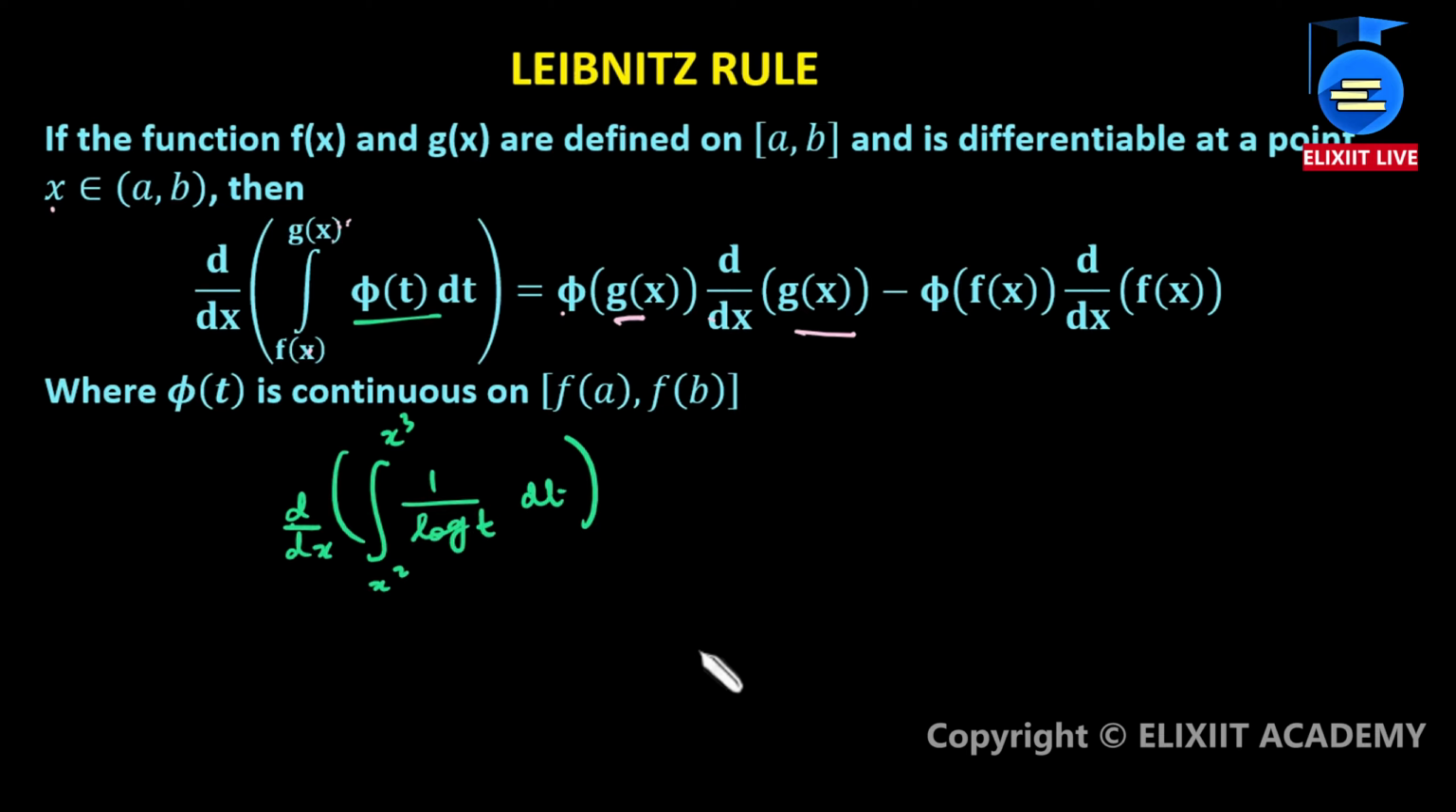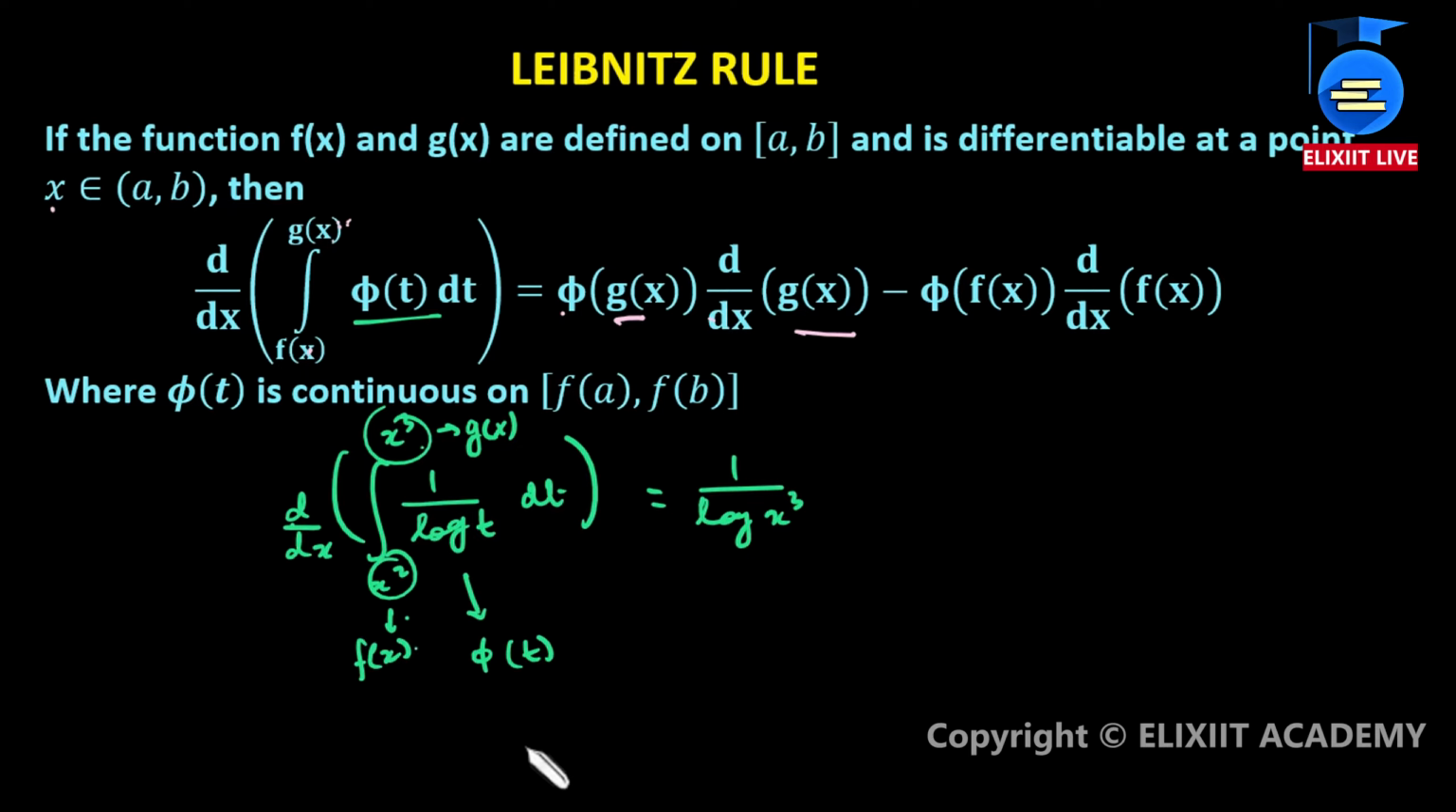What we have first, phi of g(x) into d by dx of g(x). So phi of g(x), here g(x) is x cube. So phi of x cube, which means 1 by log x cube in this case, isn't it? 1 by log x cube. Okay, this is phi of g(x) actually. In this case, what is phi of t? This is phi of t. Okay, this is g(x). And this is your f(x). Clear? This is g(x) and this is f(x). So phi of t, f(x), g(x).